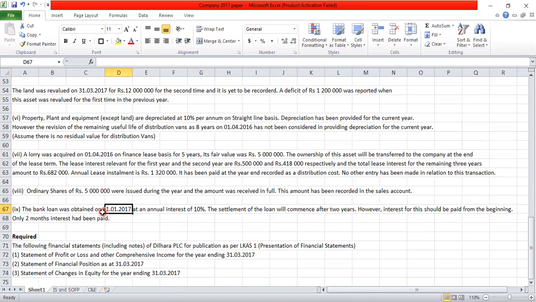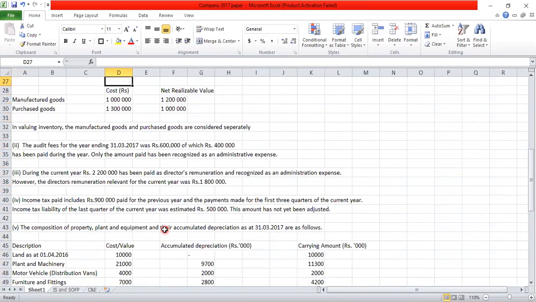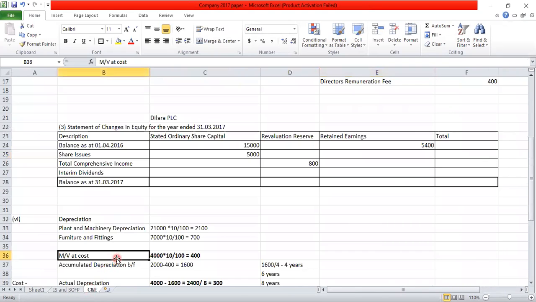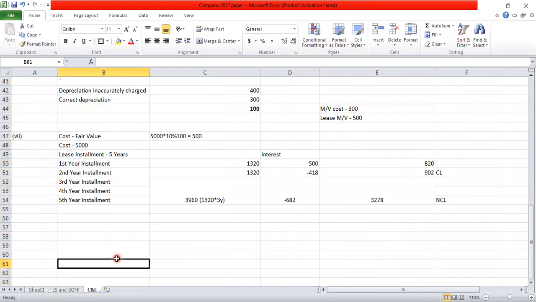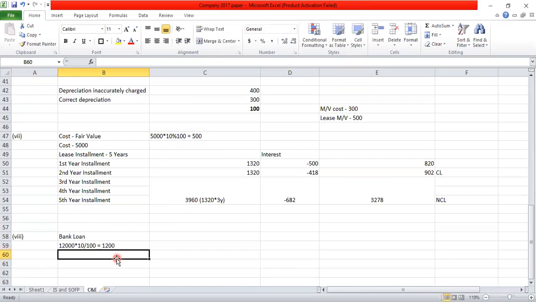They took this loan on 1st 2017, which means, how much bank loan have we taken already? We have taken a bank loan of 12,000. So 12,000 into 10%. I can show it under another working. Maybe let me take this working as working number 8, bank loan. How much is the bank loan? 12,000. We need to take an interest of 10% per annum. So 1,200 is the amount.